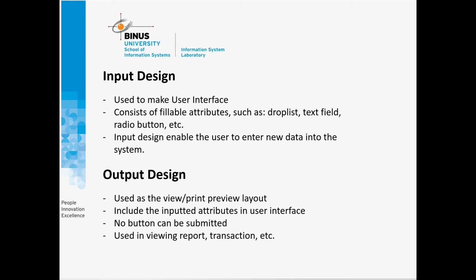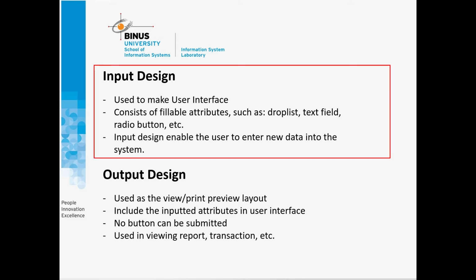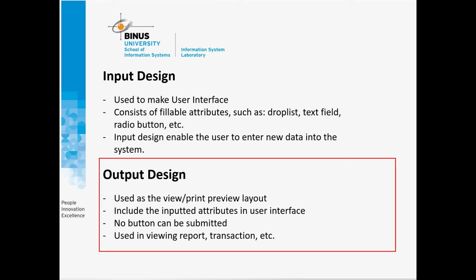Input design consists of fillable attributes such as drop list, text field, radio button, and others. Input design enables the user to enter new data into the system, while output design is used as the view or print preview layout. Output design includes the inputted attributes in the user interface, and no button can be submitted in output design. Output design is used in viewing reports, transactions, and other things.